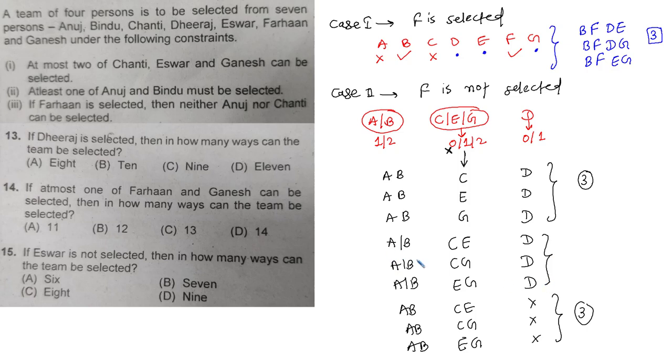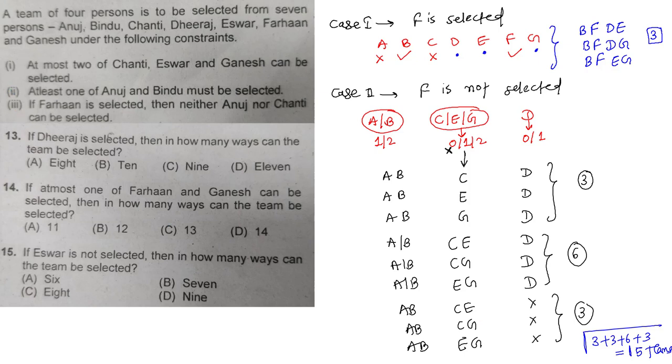It is A oblique B. So with A there are 3 teams, with B there are 3 teams, so total 6 teams are possible here. So considering both the cases, how many teams we can form, everyone? Total number of teams are, let me write it here, 3 plus 3 plus 6 plus 3, that is equal to 15 teams we can form.